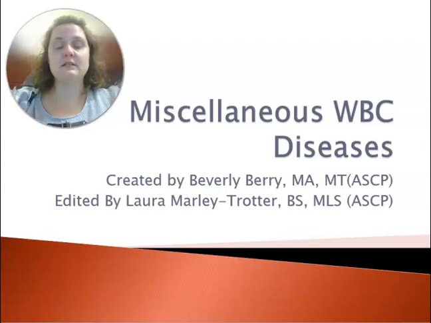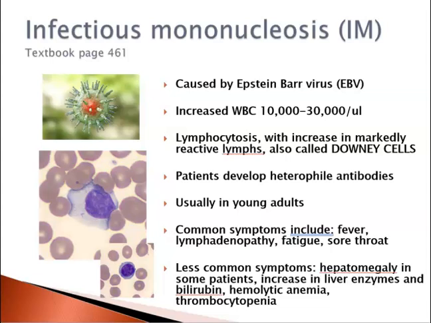Today we're going to talk about different diseases that can affect your white blood cells. These are diseases that are not inherited, and this lecture is going to be in two parts. The first condition we're going to talk about is infectious mononucleosis. It's also known as just simply mono or the kissing disease.